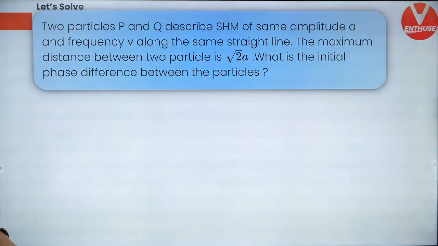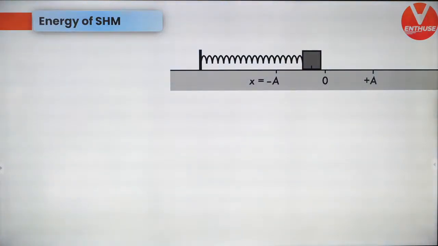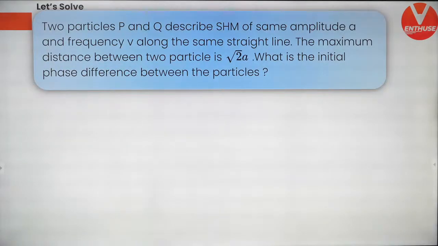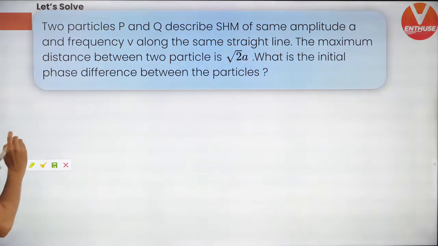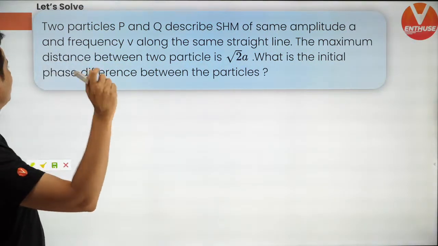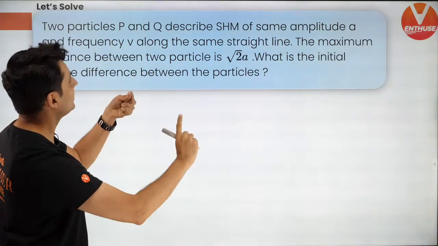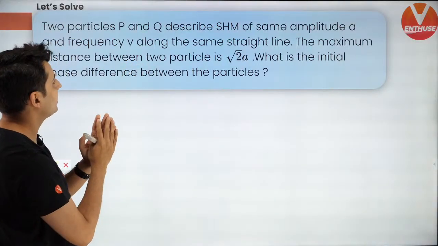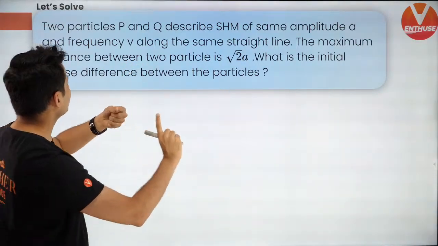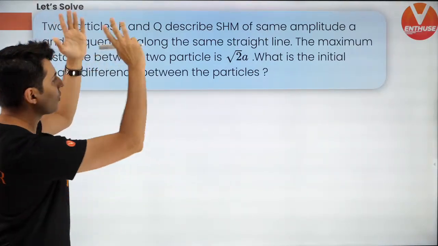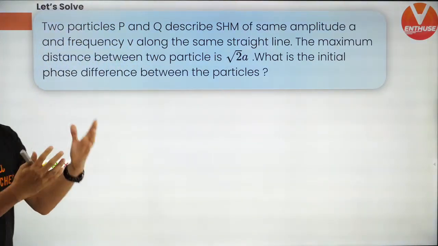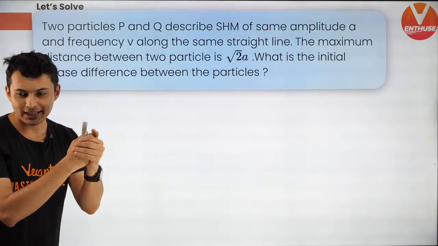Okay, so let's see what's the correct answer. Okay, wait. Let's see how to solve this. Now, it is mentioned in the question that there are two SHMs, same amplitude, same frequency, same line. The maximum distance between them is root 2a.